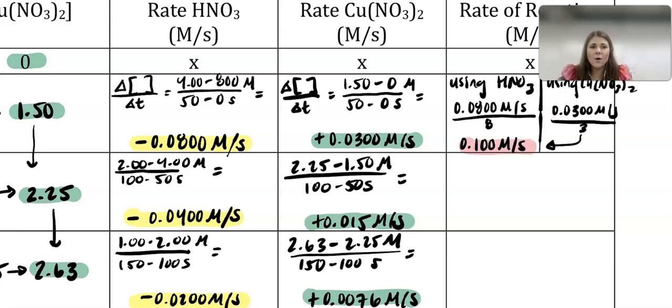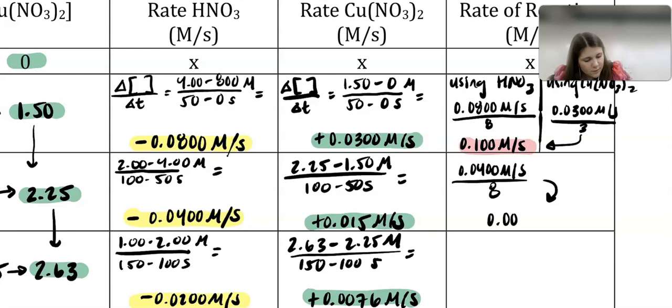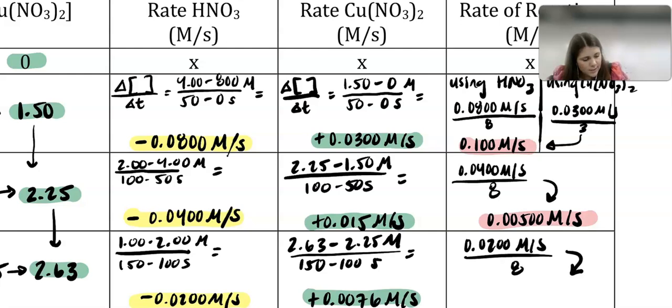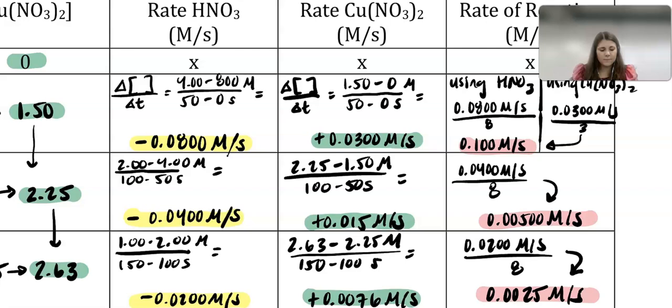So let's see what they are. So nitric acid was 0.0400 molarity per second divided by 8. I get 0.00500 molarity per second for the rate. And then for the next time interval, I get 0.0200 molarity per second divided by that same coefficient. I get 0.0025 molarity per second. All right.